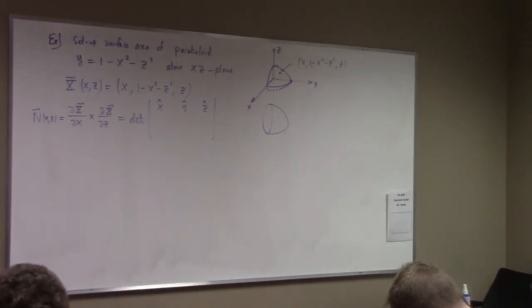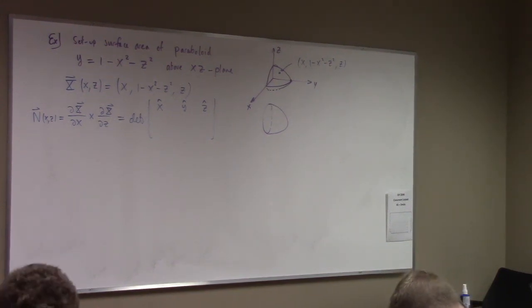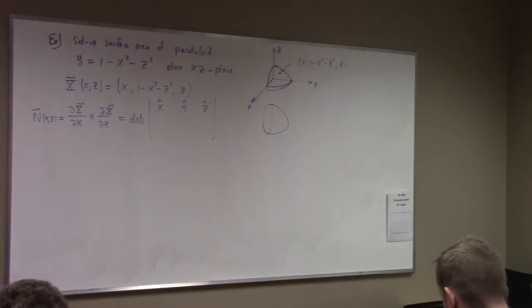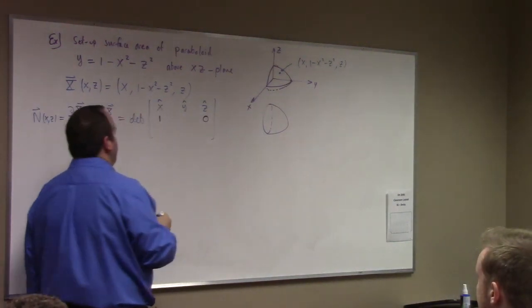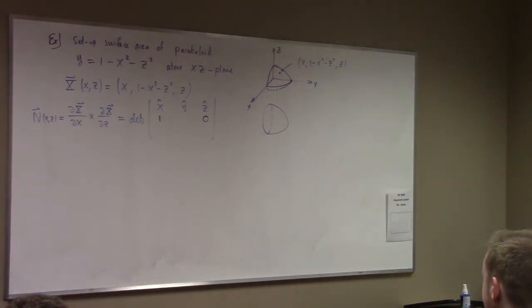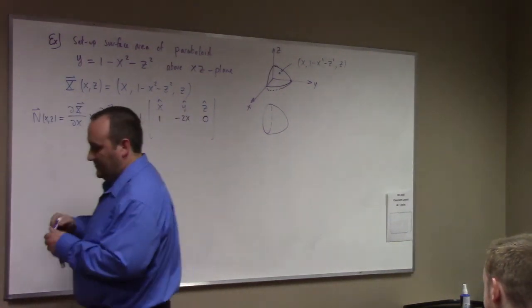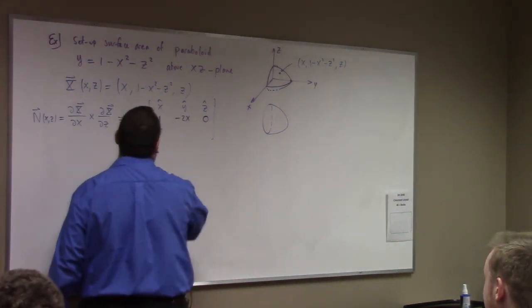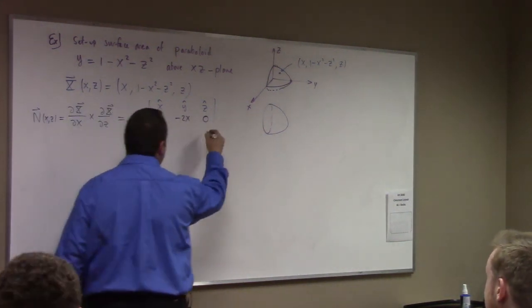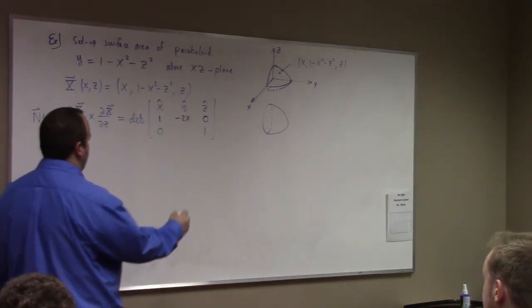What's the partial x of x? I got a 1. I'll take that 1. What's next? I'll do the 0. There we go. How about the middle one? Negative 2x. I'll accept that. And for the third row, I'll start with 0. And I'll do this one, 1. But the middle? Negative 2z. All right.